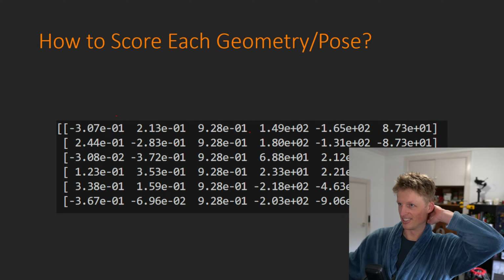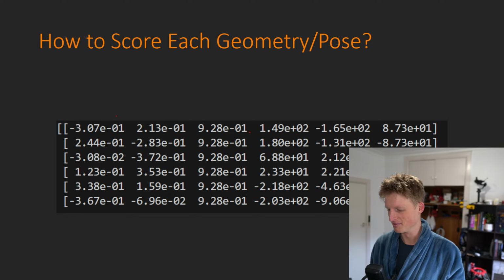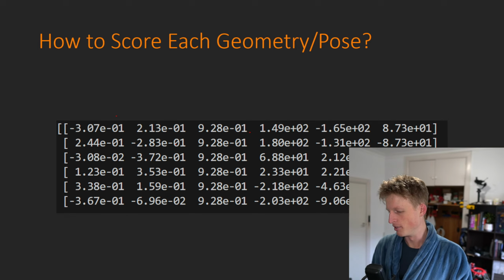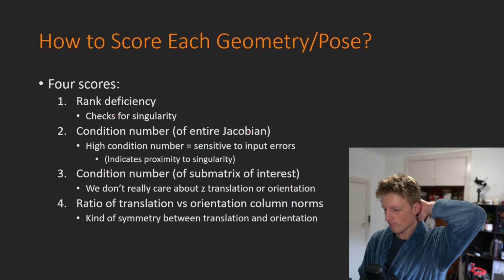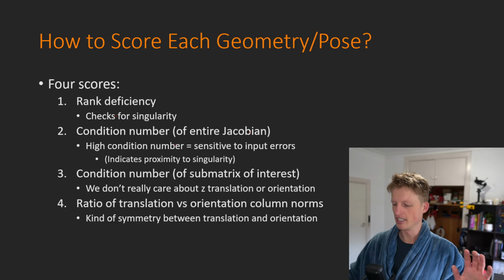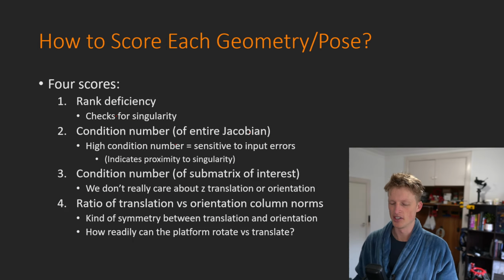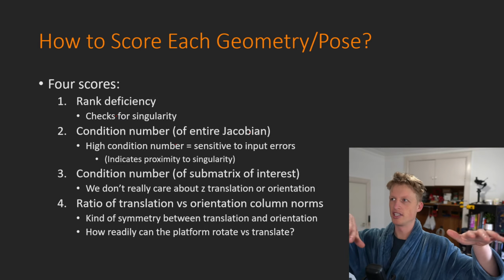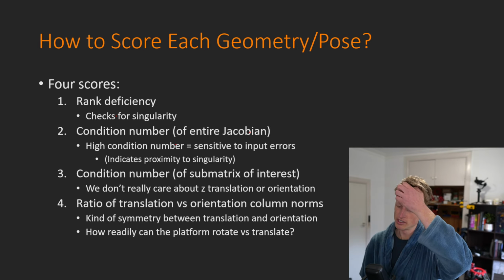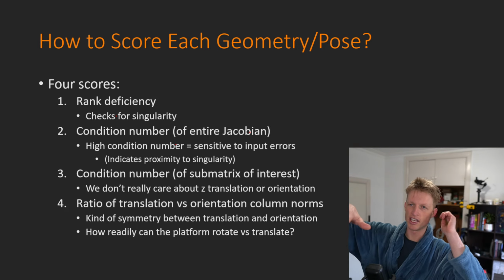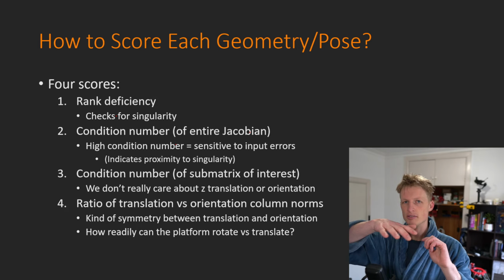If that's wrong, if there's a big problem with this, let me know if you can see that. But that seems fine to me. That seems like a legit way to do things. And yes, this is basically a kind of symmetry between translation and orientation. So how readily can the platform rotate versus translate? And we want these to be pretty close so that it can rotate just as accurately and precisely as it can translate.